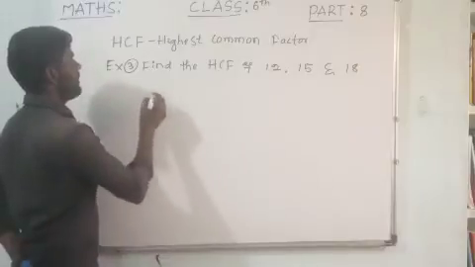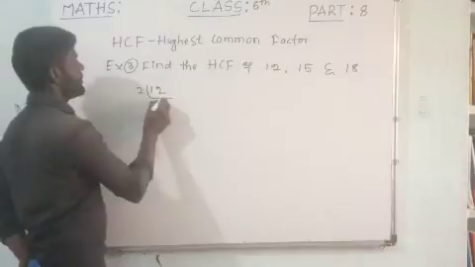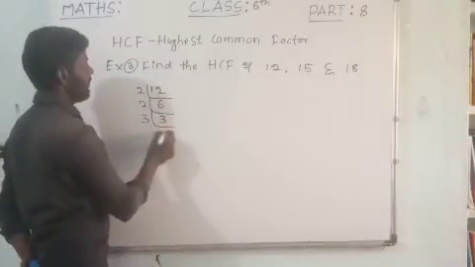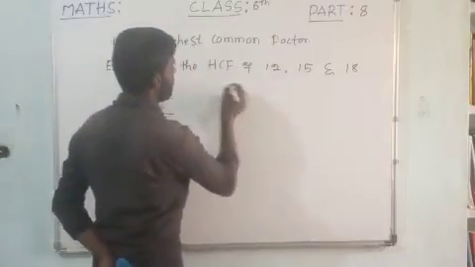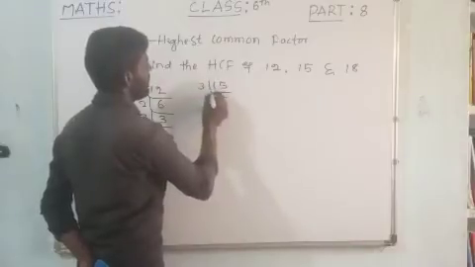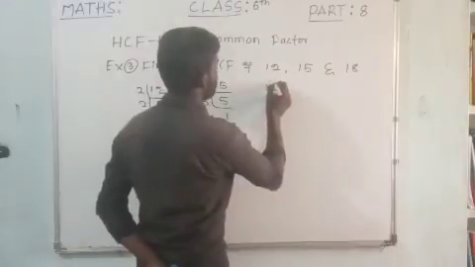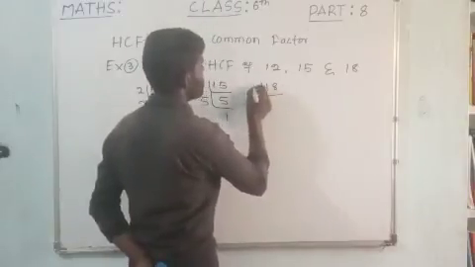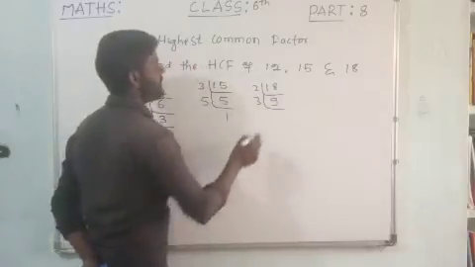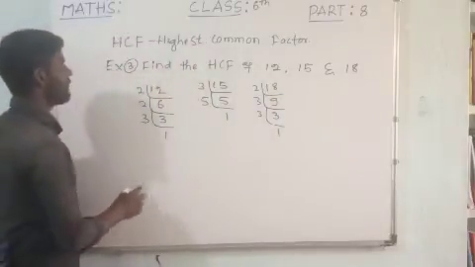First one is 12. Take the factors, first 2. 2 6s are 12. Then 2 3s are 6. Then 3 1s are 3. The next one is 15. For 15, better take 3. 3 5s are 15. Then 5 1s are 5. The next one is 18. First you have to use 2. 2 9s are 18. Then 3 3s are 9. Then finally 1. List the factors.